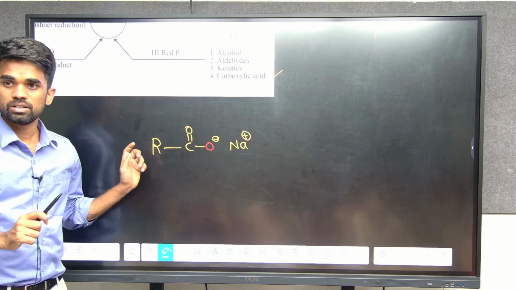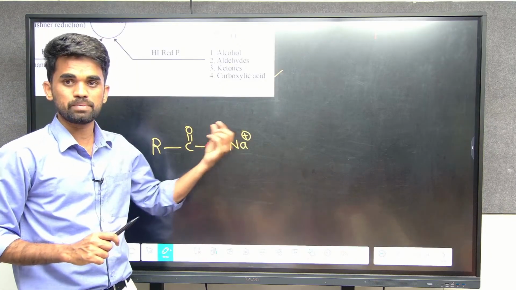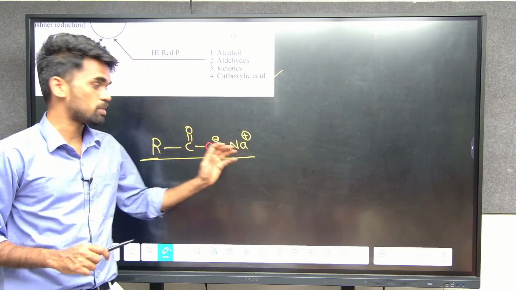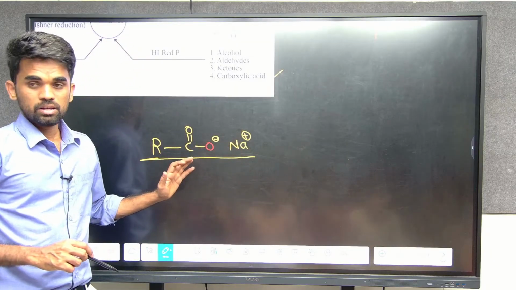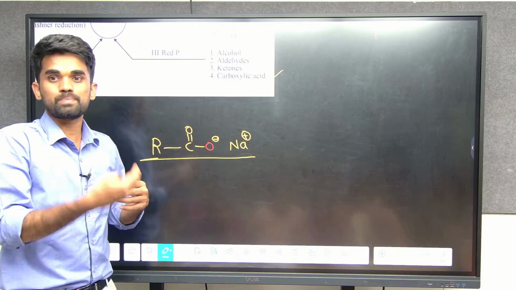Carboxylic acid ki manam edana base add cheste em avutadi, it will form salt. Acid plus base forms salt. So I am taking that carboxylate salt now, sodium carboxylate. I am electrolyzing it. I am doing electrolysis process to this.